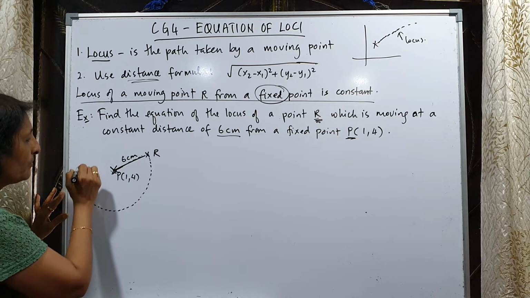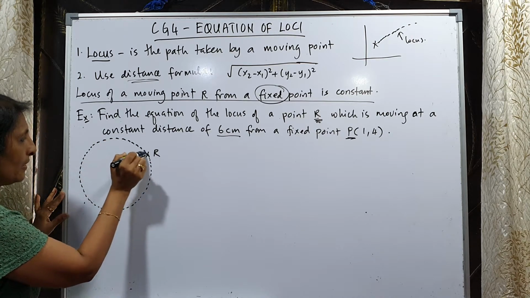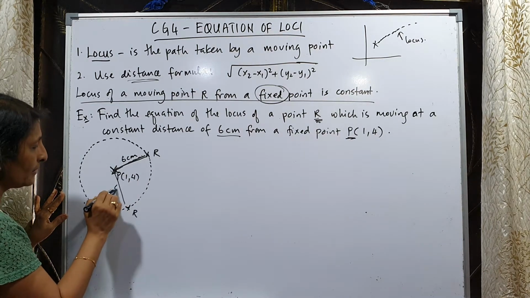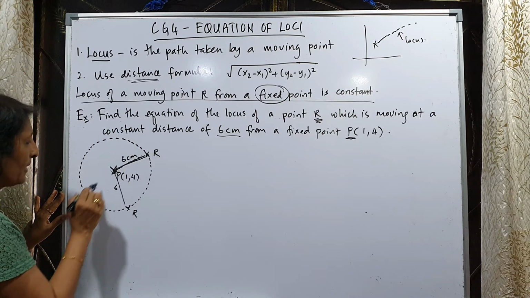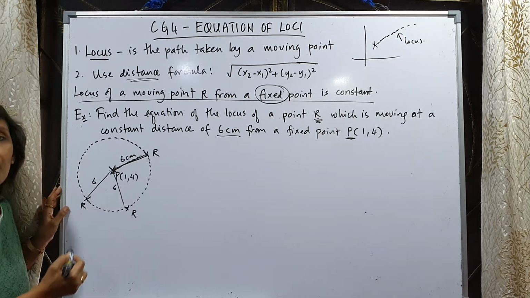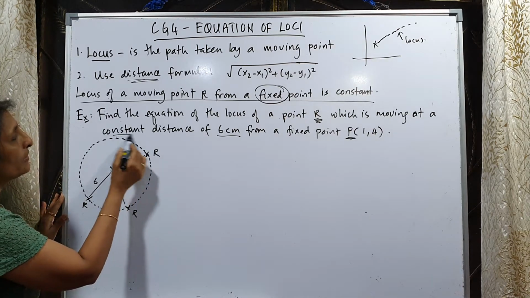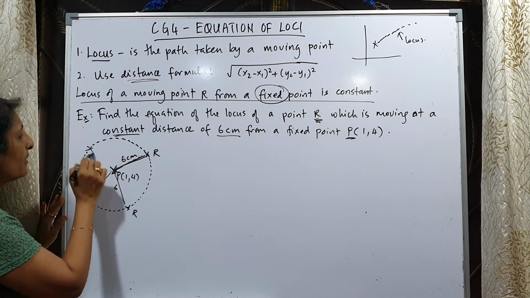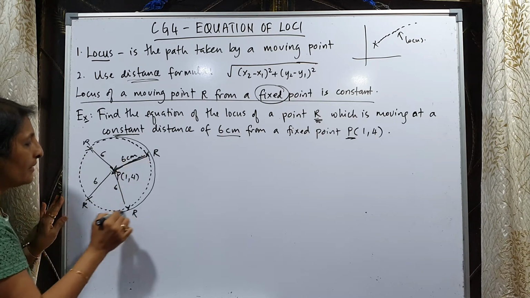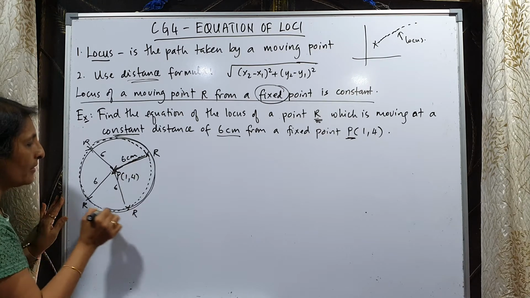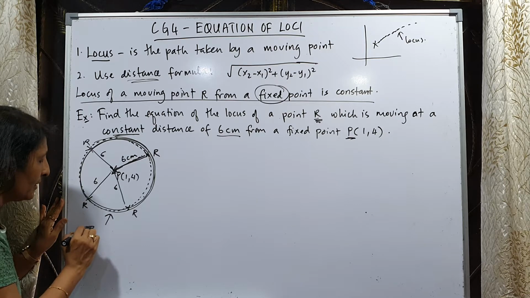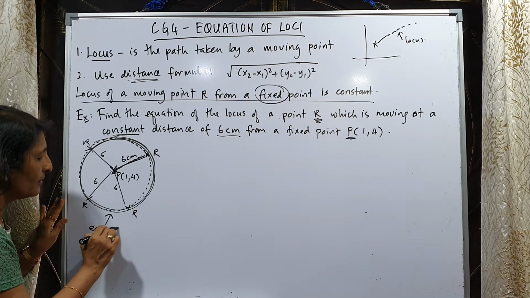So, it will probably move in a circle with a radius of 6. That means if R is here, the distance here is 6. If R is here, distance here is still 6. The distance from P to R is a constant. Okay, it's a constant distance. So no matter where R is, it's 6 cm. Therefore, the path taken by the moving point R will form a circle. And your job here is to find what is the equation of this circle.